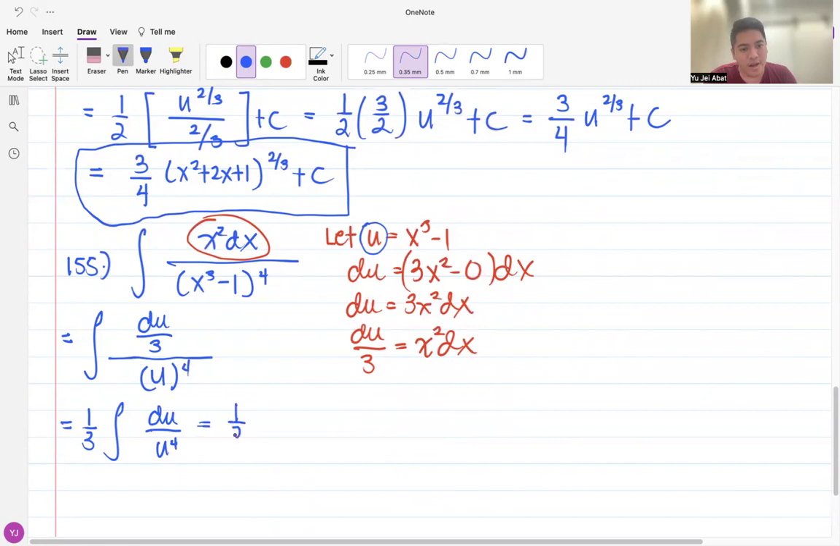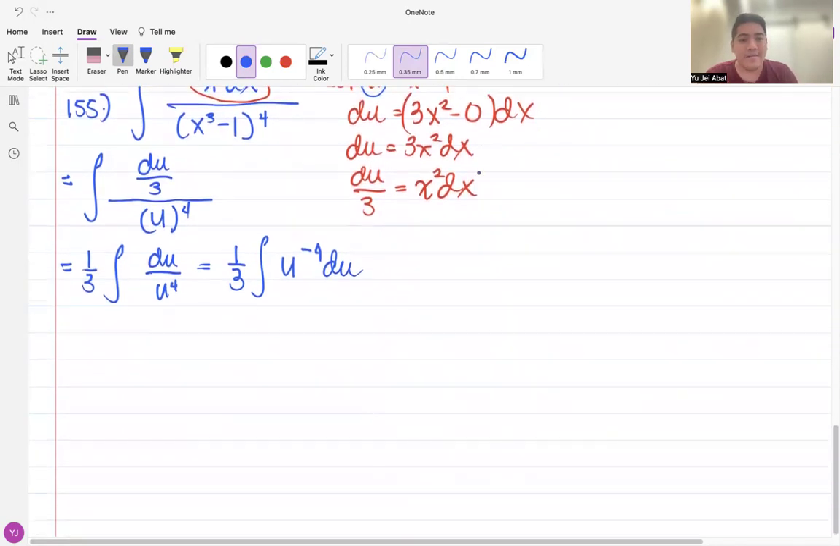If we get the reciprocal of that, that becomes u raised to negative 4 du. Reciprocal and then negating its exponent. Again, that is an exponential property. We can do that. So, u substitution, this becomes u raised to negative 3, because negative 4 plus 1 is negative 3, all over negative 3 plus c.